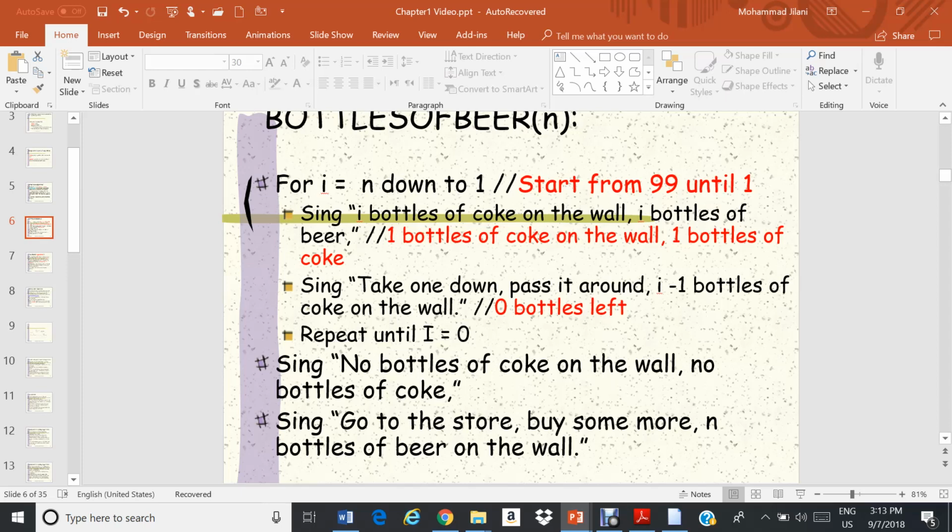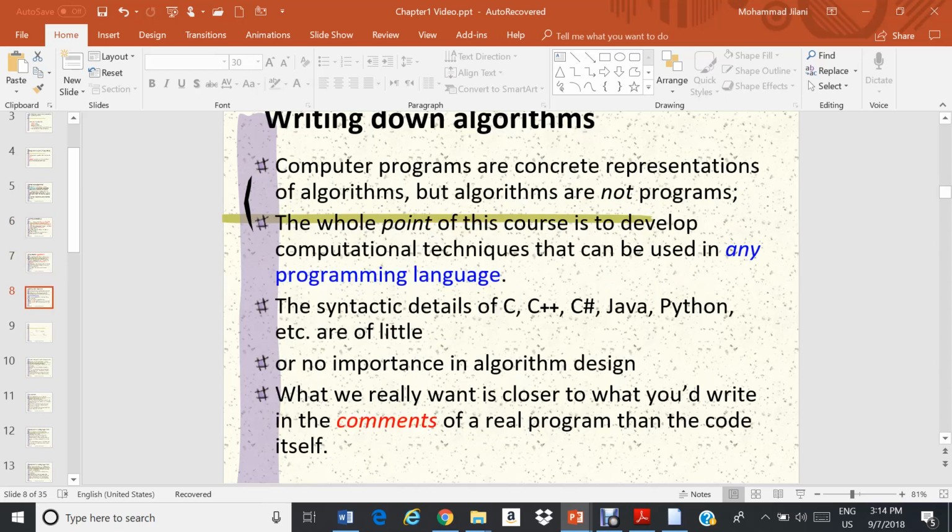Now, "for I equal n down to 2" is more of a programming language. I would rather say "starting from n bottles until all bottles are gone." That's more like pseudocode. Or I still can use "for I equal n down to 2," because "down to 2" is English. It's not really a programming language. It's more of an English. So that's the idea here.